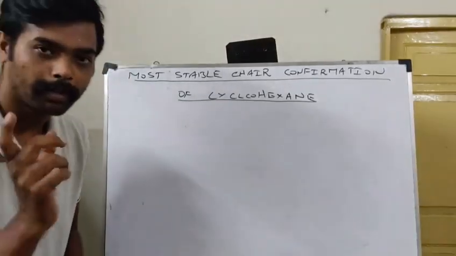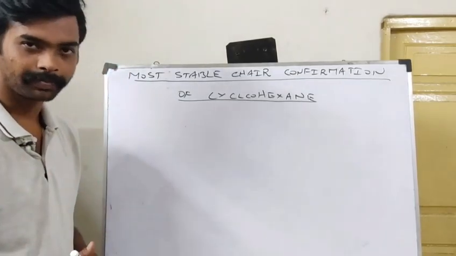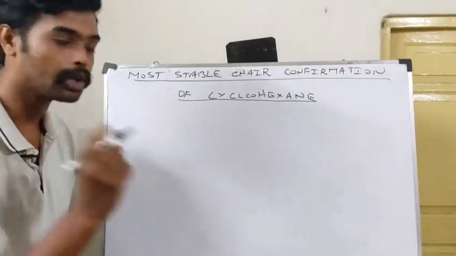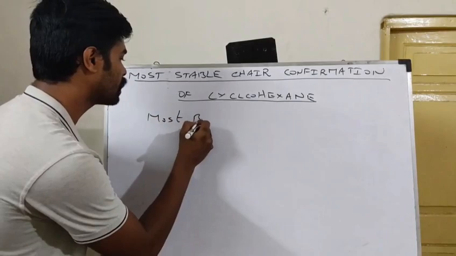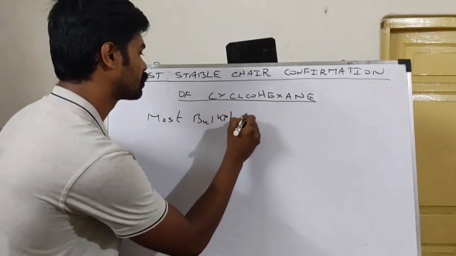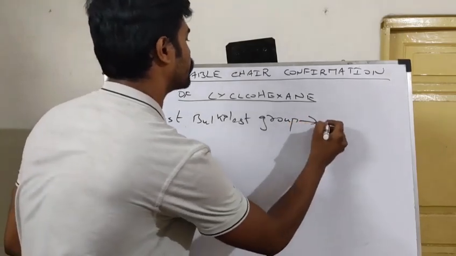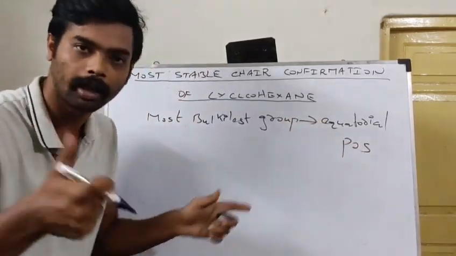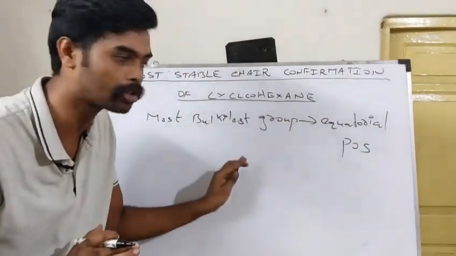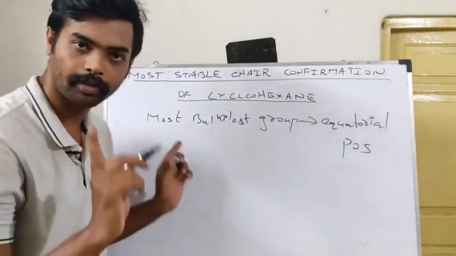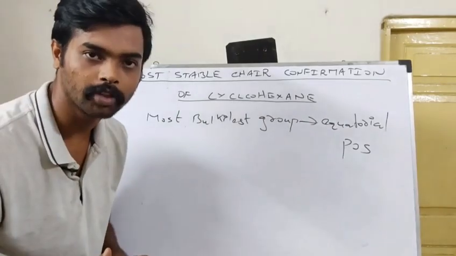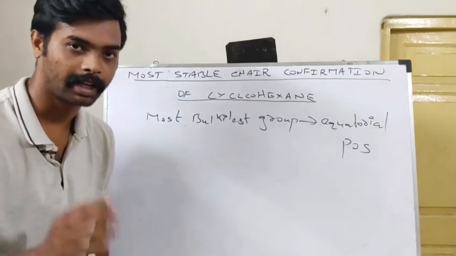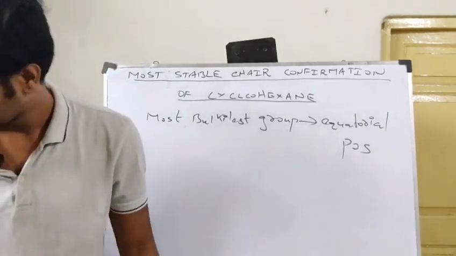Okay. So before taking the example, there is only one rule which you have to remember, right? For me to have the most stable chair conformation, you need to put the most bulkiest group in the equatorial position. This is the only thumb rule which you have to remember. The most bulkiest group must be in the equatorial position. If you can remember this, and if you have gone through the previous video, you will be able to easily get the most stable chair conformation of cyclohexane, right? So now I think you understood. We'll directly go for the example.